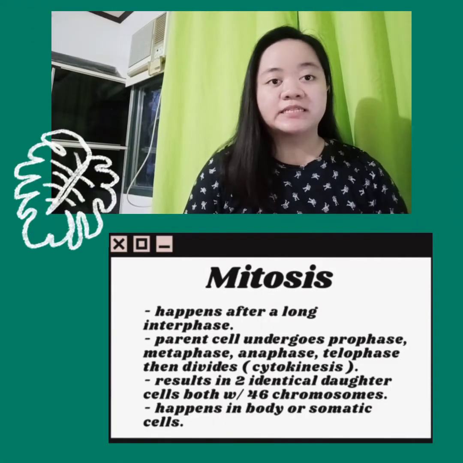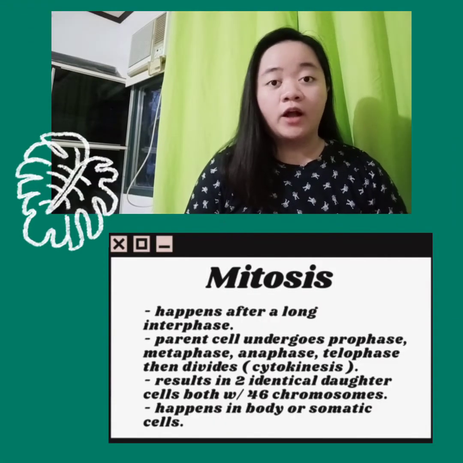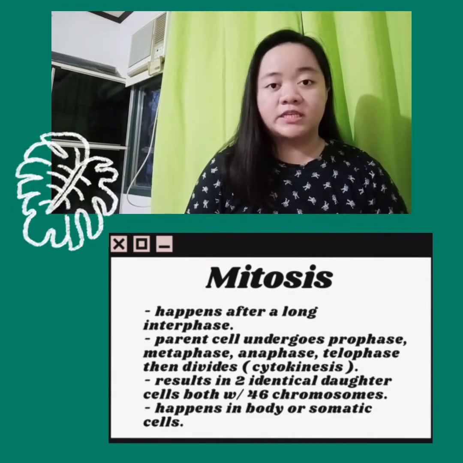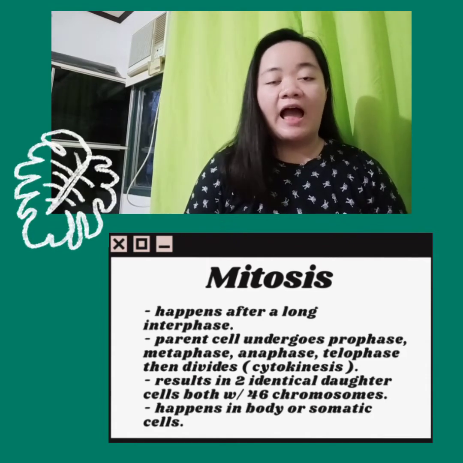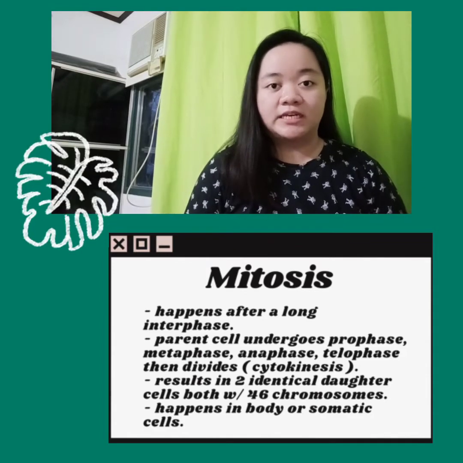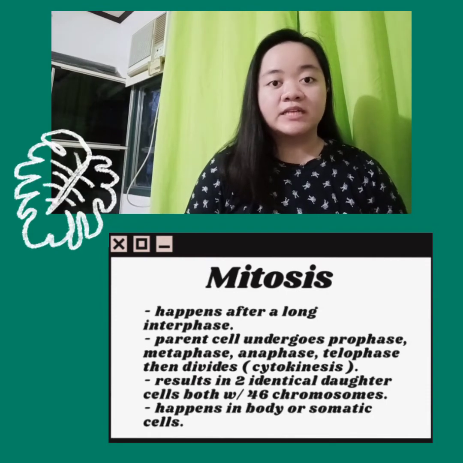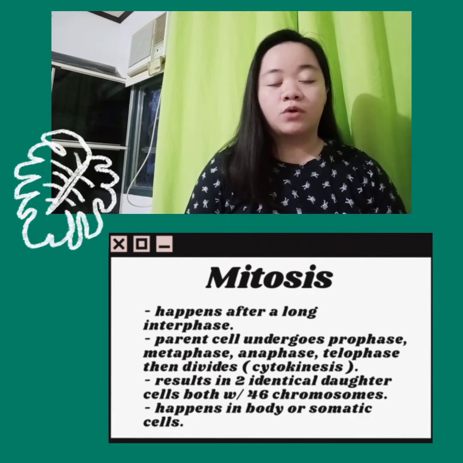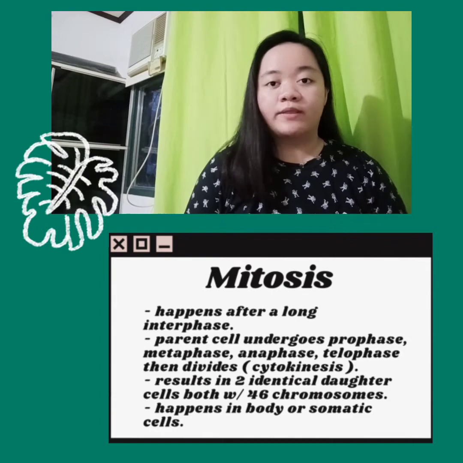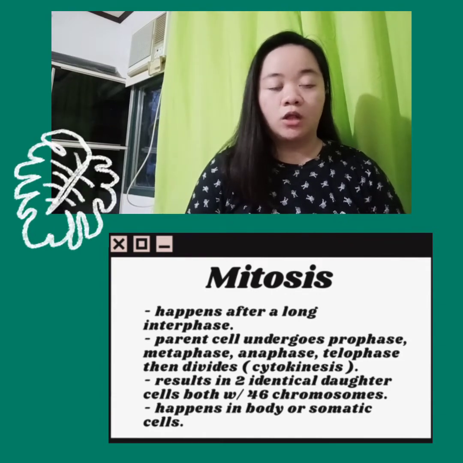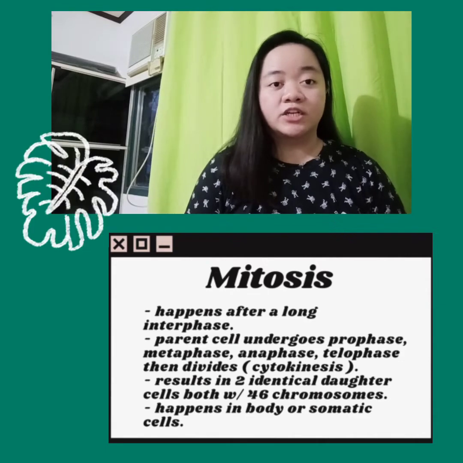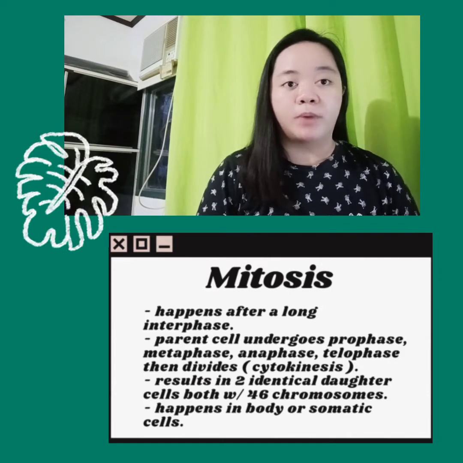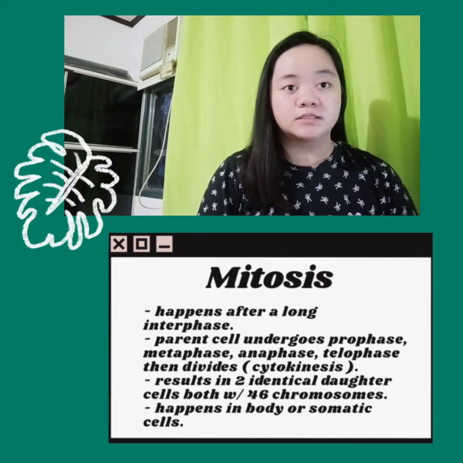So mitosis is a period of cell division after a long interphase, in which the parent cell divides, and in this division, the parent cell undergoes prophase, metaphase, anaphase, telophase, and cytokinesis. After this, the parent cell divides into two resulting daughter cells, receiving the same set of chromosomes from the parent cell, which is 23 pairs or 46 chromosomes in all. And these two daughter cells are considered diploid cells. So mitosis only happens in body cells other than reproductive cells.